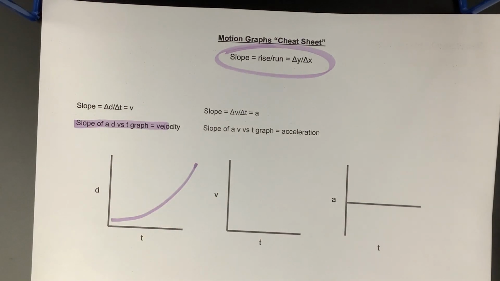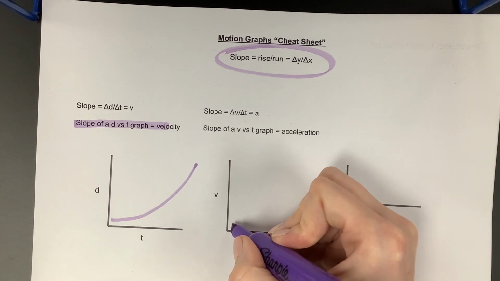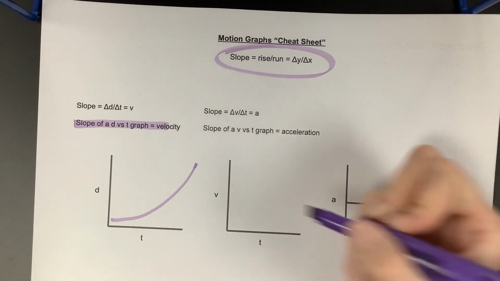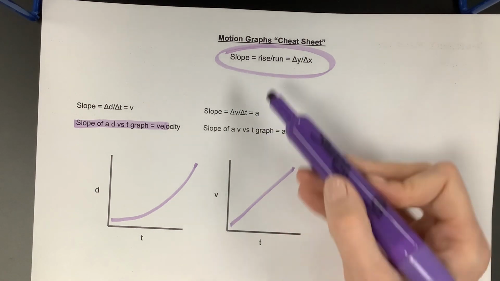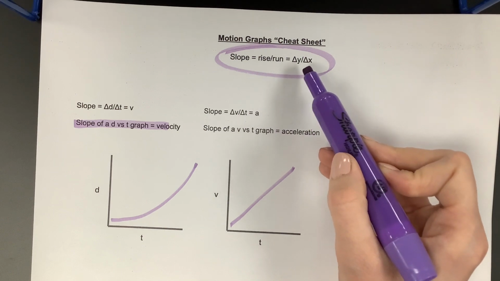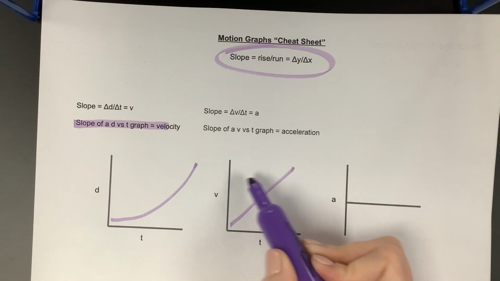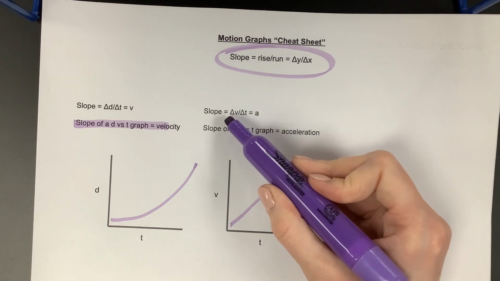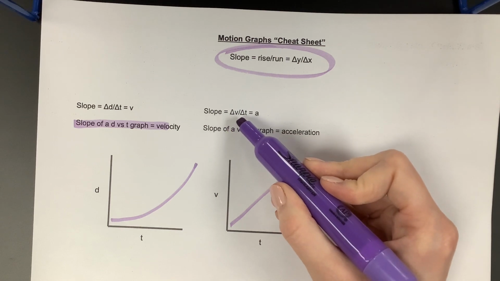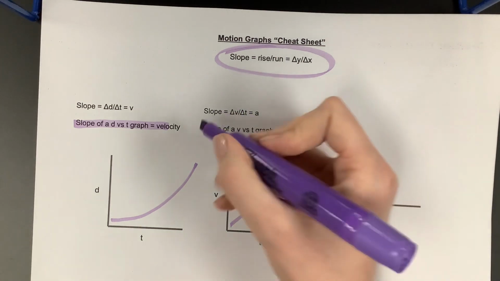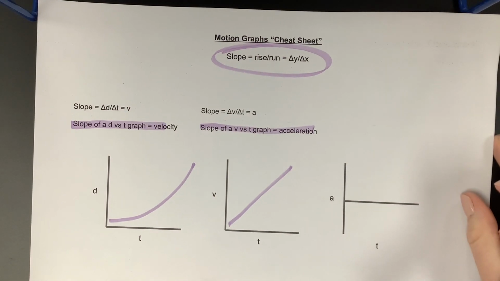the velocity is increasing. Well, if the velocity is increasing at a constant rate, then the velocity versus time graph is going to look like that. Slope is, again, rise over run, change in y over change in x. Our y in this graph is velocity, x is time, so change in y over change in time is change in velocity over change in time, and that's acceleration. The slope of a velocity versus time graph tells us the acceleration.